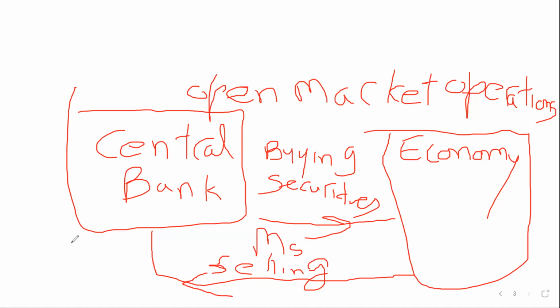So this way, the central bank can check the money supply. If it wants to expand the money supply, then it would buy securities. If it wants to follow the contractionary monetary policy, then it would sell the securities. And by doing so, the only difference between this picture and the previous picture is that here, the word is open. Here, the central bank comes openly in the market, in the competition.